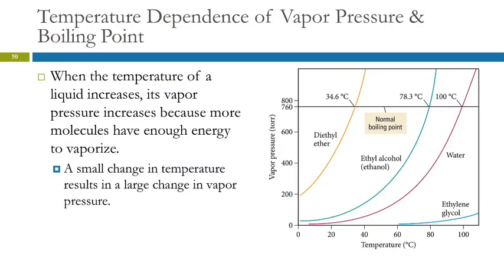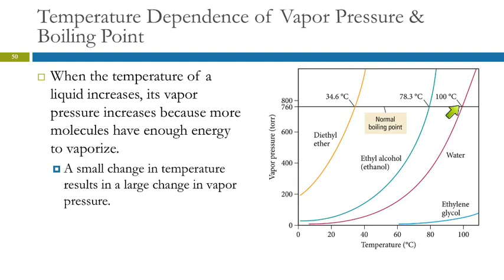So this graph is showing us vapor pressure in torr of several different liquids as a function of temperature. For water at room temperature, around 20, 25 degrees, the vapor pressure of water is very low. It's, I don't know, like 20 torr or something. It's very small. As you increase the temperature of the water, as you heat it up, the vapor pressure goes up.